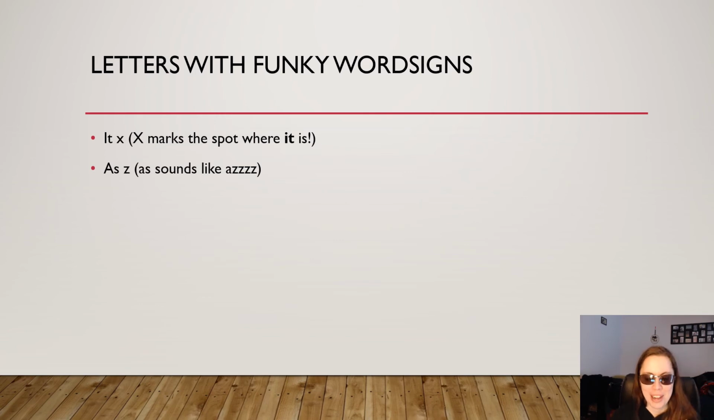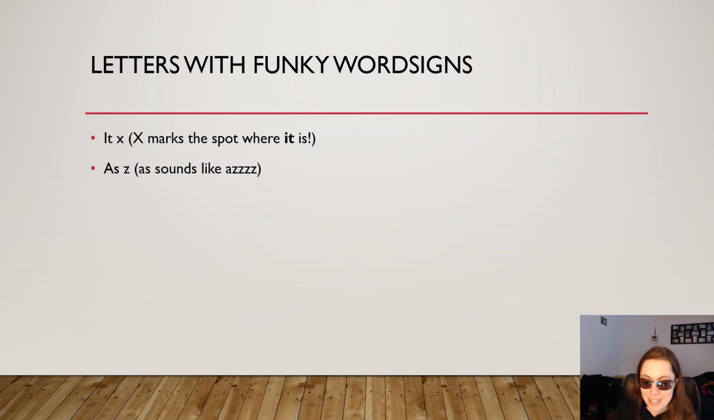There are also 2 letters that have funky word signs. 21 of the 23 letters, the letter that represents the word is just the first letter of the word, right? Super simple, it's the first letter. But there are 2 exceptions, and those are the letters X and Z. Not very common. There aren't a lot of high frequency words that start with X or Z. So instead, they were just assigned to two of the most high frequency words.